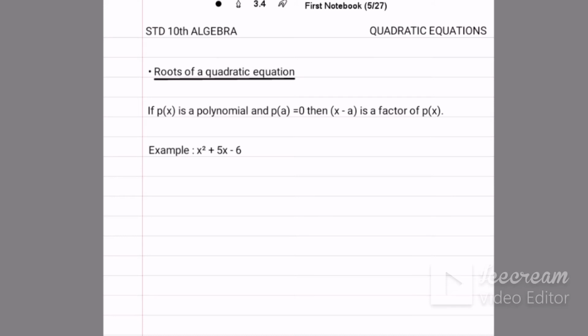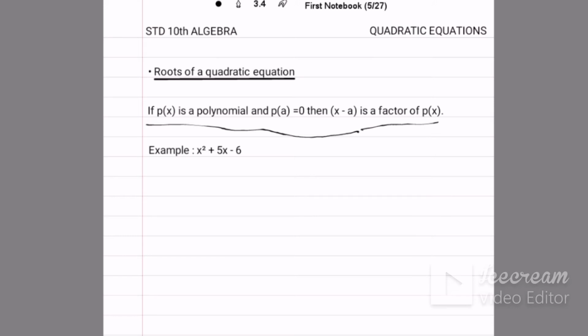Now we will see what a factor is, which you have learned in your previous classes, right? So we will just revise it if you remember it, and if it is a new concept for you, you will get to know it here. So we will see what they have given. If p of x is a polynomial and p of a is 0, then x minus a is a factor of p of x, right? So what they mean is, we have a function p of x.